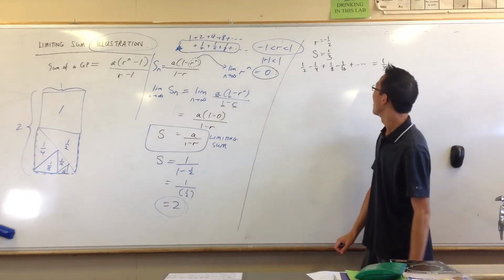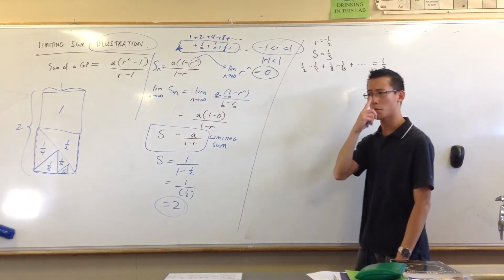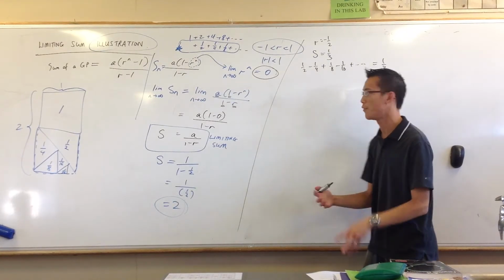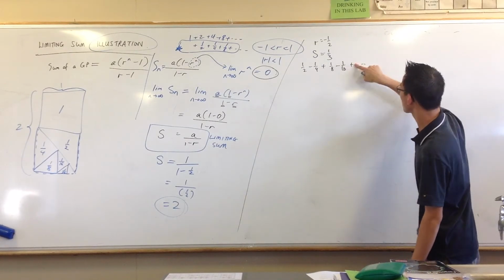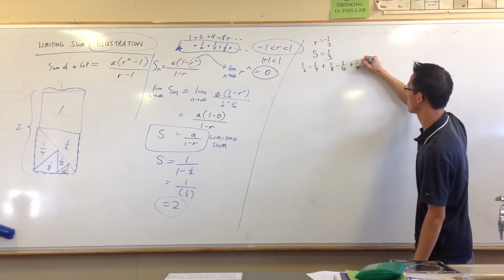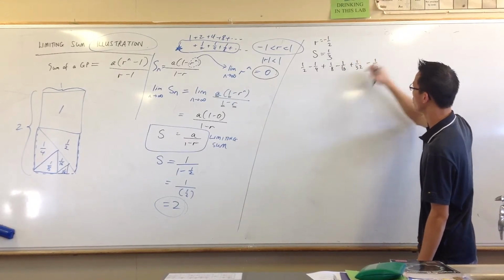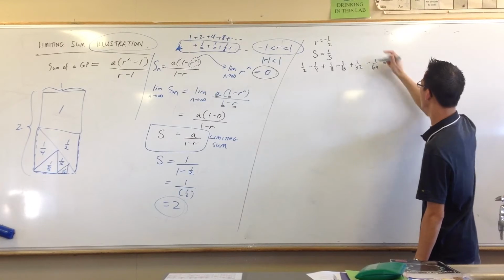Now here's the series. Just to make things a little clearer, I'm going to write a bit more of it. I'm going to keep going. What's the next term? 1 on 32. 1 on 64. That should be enough.